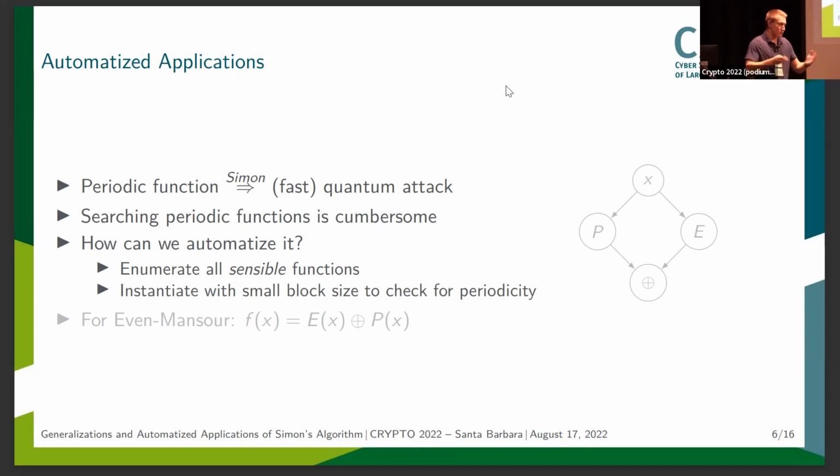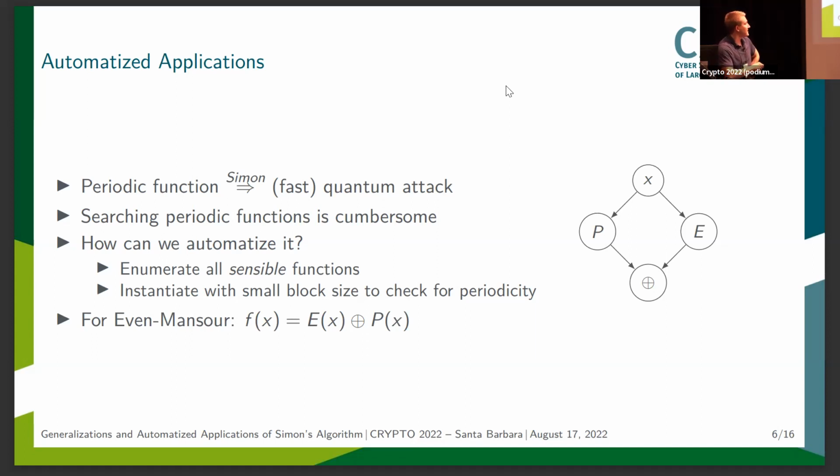And then once we have such a function, we will instantiate it with a small block size, say, for example, 4 bits or something. And then checking if there's a period is easy, because we can just evaluate the function on all the inputs and then use a trivial brute force approach to see whether there's a period. And once again, the periodic function for the attack on the Even-Mansour construction looks like this.